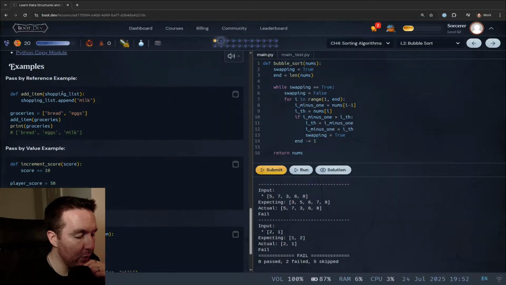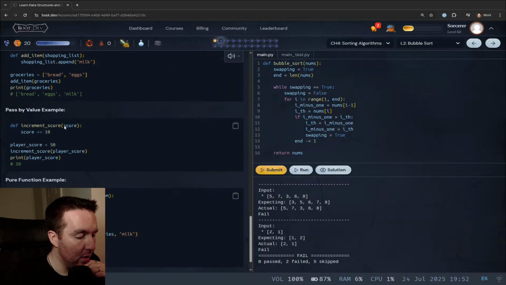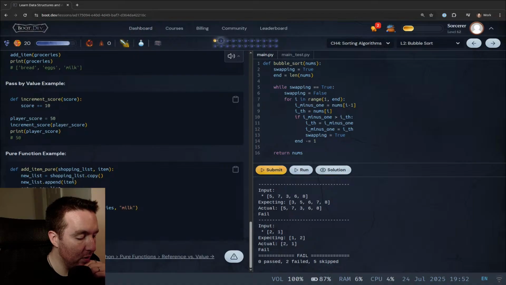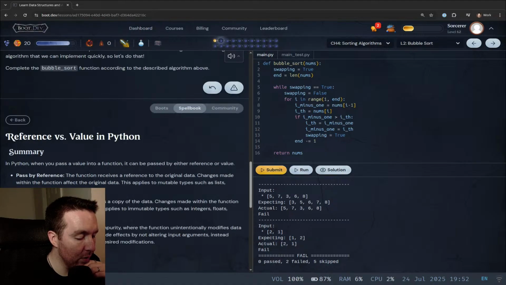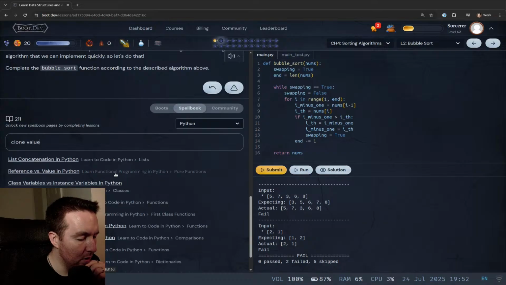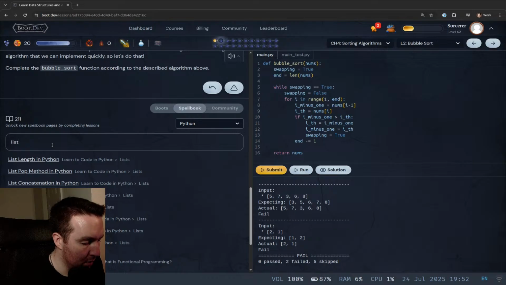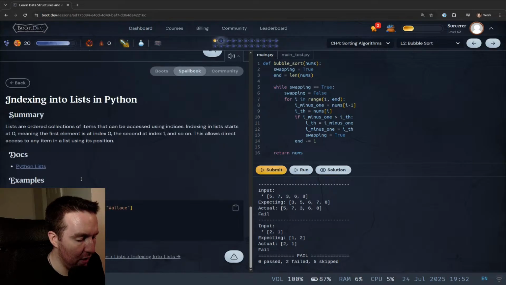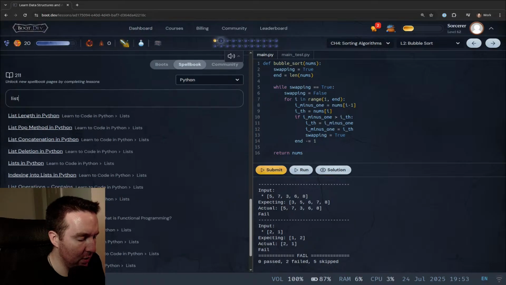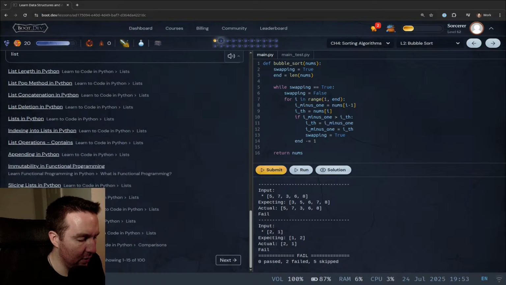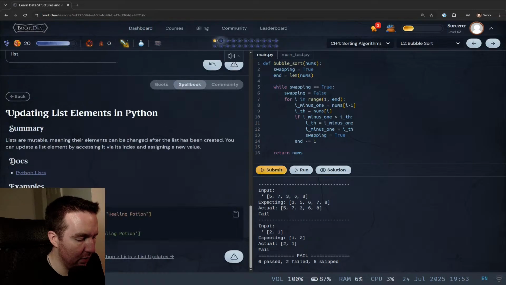So pass by reference example. So shopping list, blah, blah. Okay, pure function example. Learn functional programming. Lists. Just look at indexing into lists. No, that's right, so I am doing that. Appending lists, list operation contains, indexing, slicing lists in Python, reversing lists, updating list elements. So look at that. Yes, that's essentially what I'm doing.